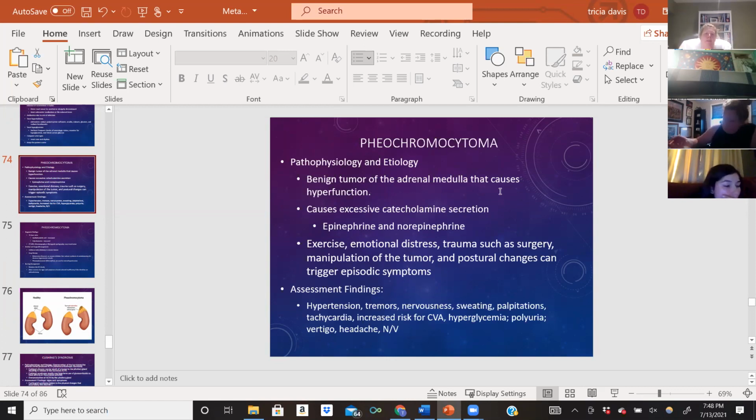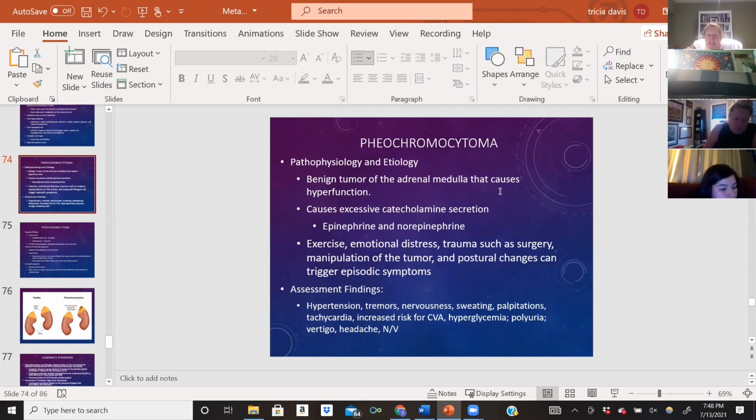Pheochromocytoma. This is a benign tumor that happens in the adrenal medulla that causes hyperfunction, so hypersecretion. It causes the excessive secretion of catecholamines. Catecholamines are epinephrine and norepinephrine. We see this sometimes if they had a tumor that they went in and did a biopsy on, or if they tried to maneuver it. So any kind of manipulation of that tumor can cause it.